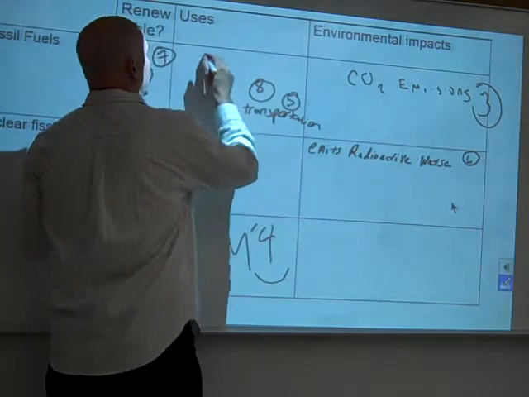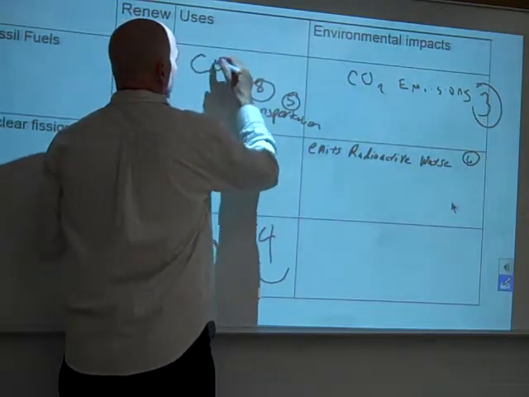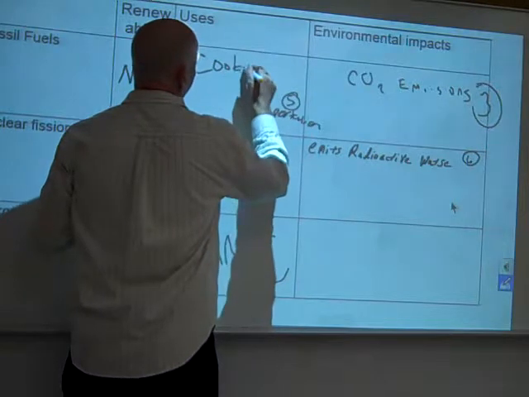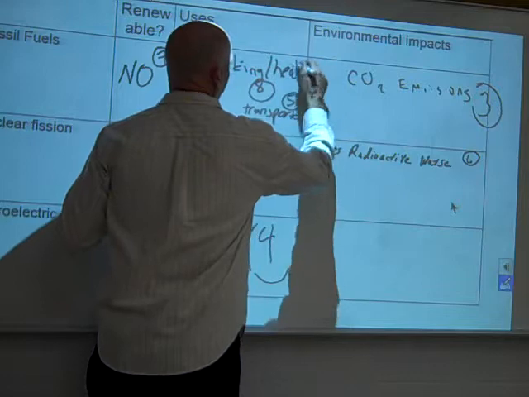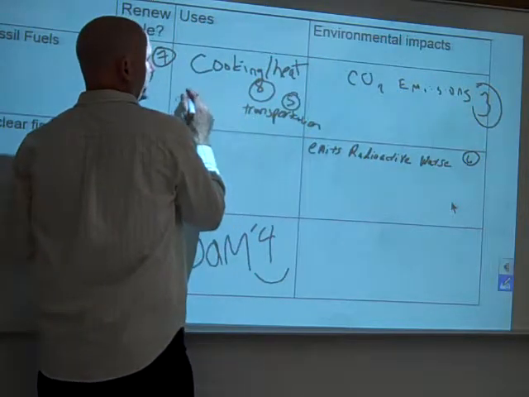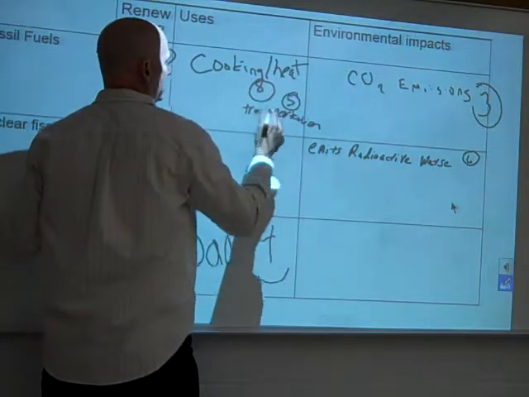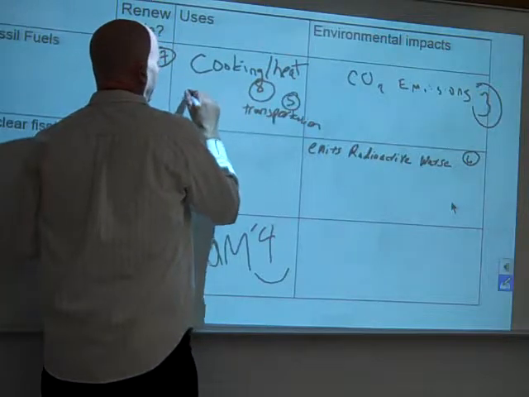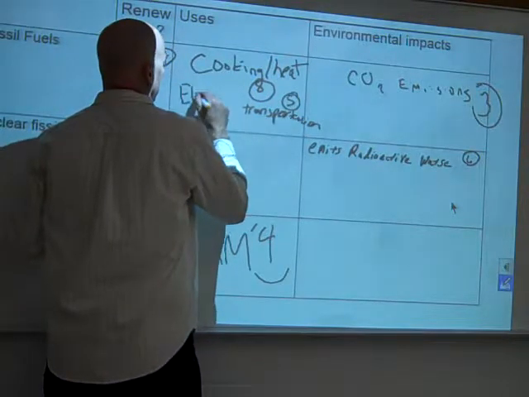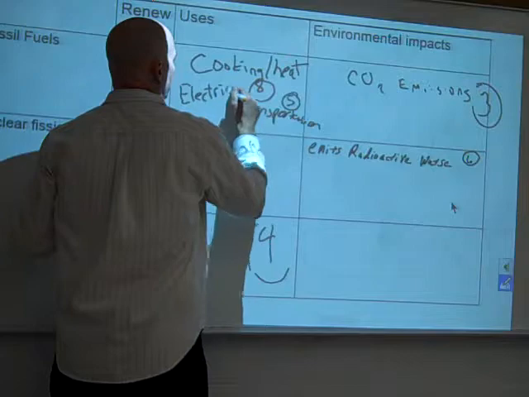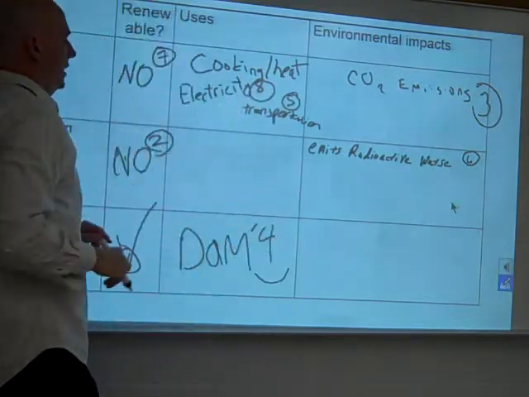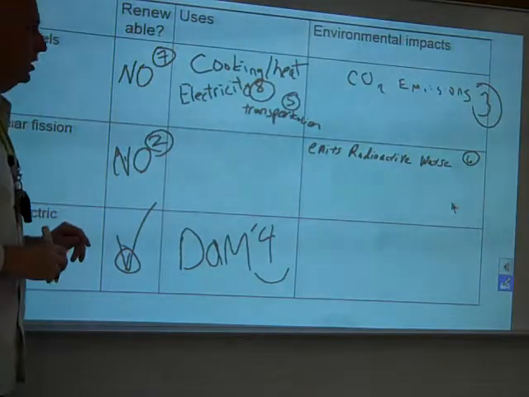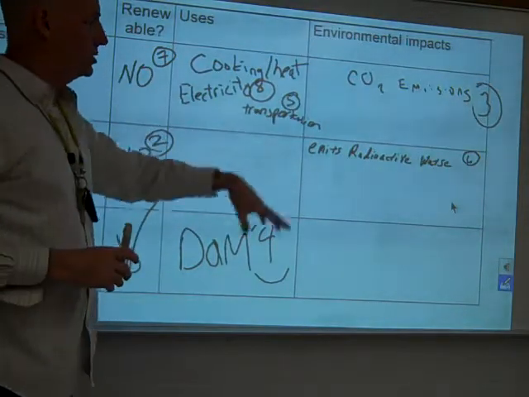A lot of people in China do this, but they don't do this here because of the amount of air pollution it creates, which is terrible. But in China, they have an abundance of coal. So first of all, cooking, heating, transportation, and electricity. Those are your big three that these energy resources are used for. Environmental impact, there's a lot of them.